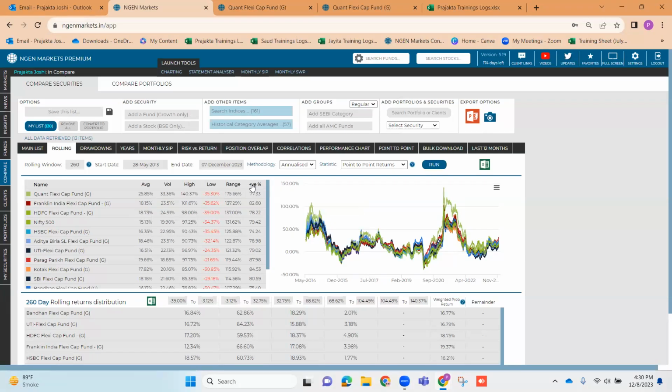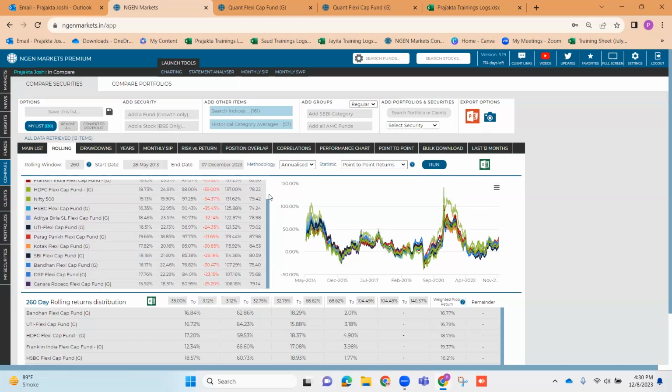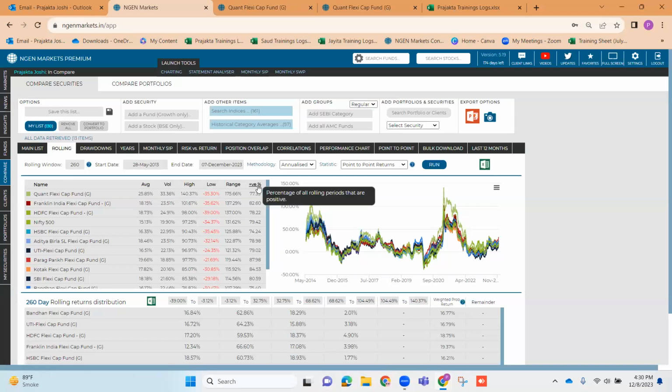On the other hand, the percentage positive column that you can see on the extreme right-hand side tells you, if you were to consider all of these observations, 260-day holding periods, in this case for the last 10 years, you can say that 77% of the observations, meaning 77% of these 1-year holding period returns, lie in the positive quadrant, right? Only the balance 23% are in the negative quadrant. That's the significance of this percentage positive.